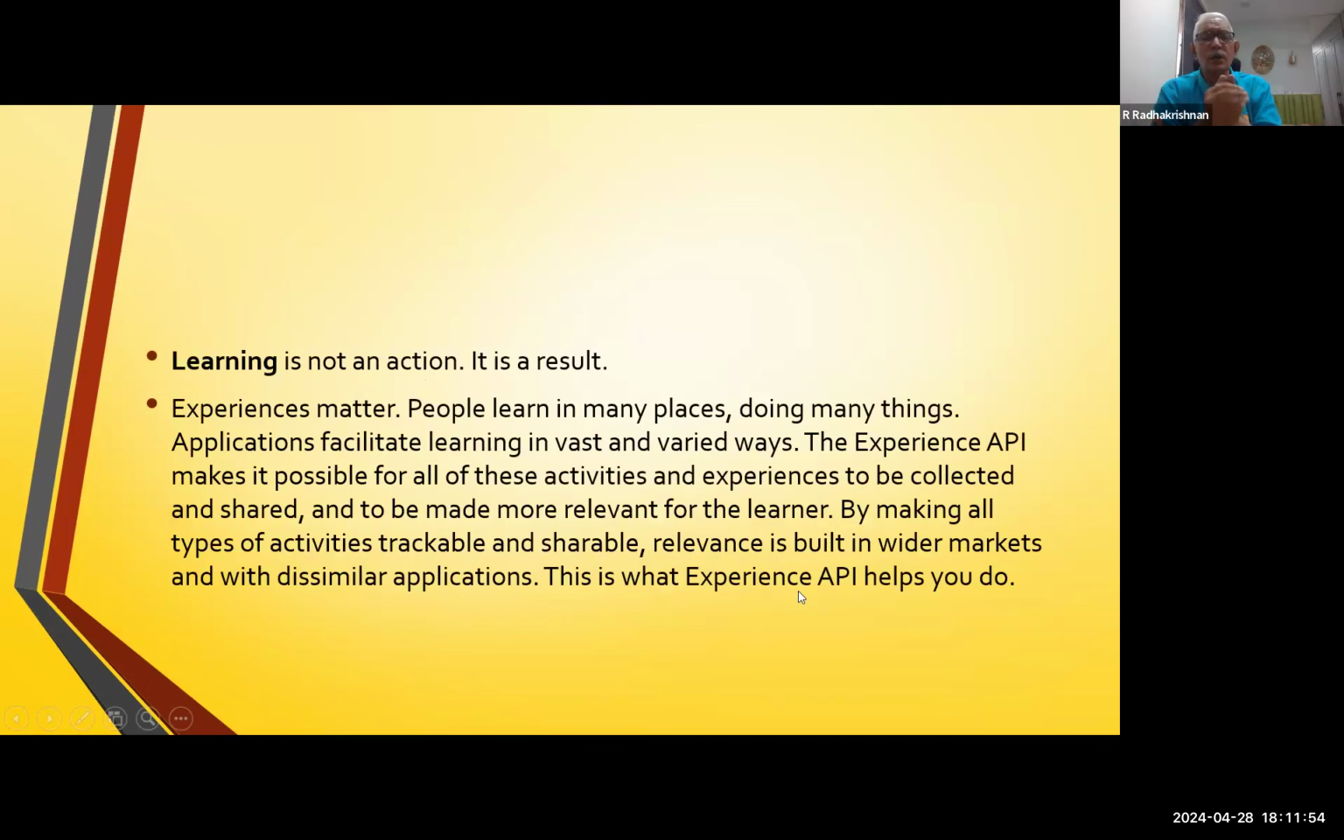What xAPI believes, the xAPI system is designed on the hypothesis that learning is not an action, it is a result, which means experiences matter. People learn in many places, do many things. Applications facilitate learning in vast and varied ways. The Experience API makes it possible for all these activities and experiences to be collected and shared and to be made more relevant for the learner. By making all types of activities trackable and shareable, relevance is built in wider markets and dissimilar applications. Experience API helps us to do that.